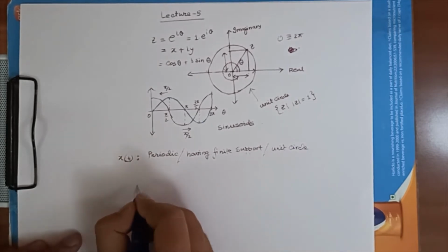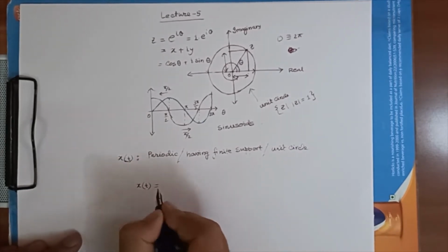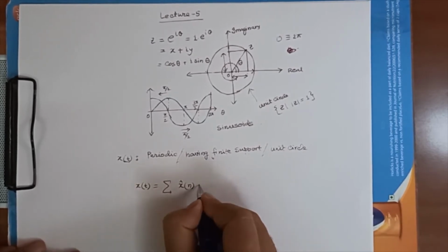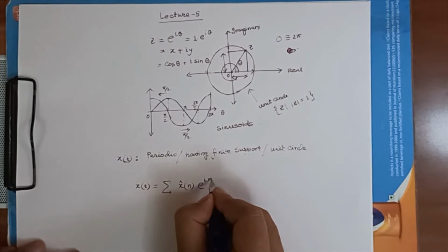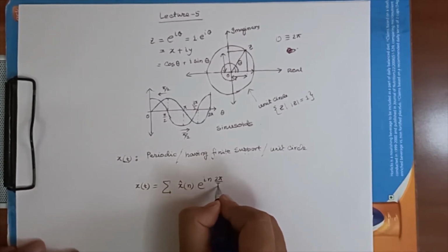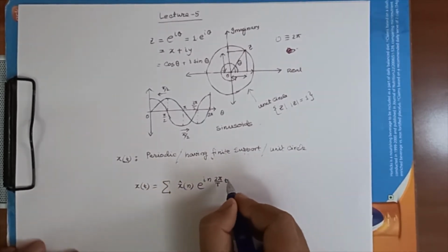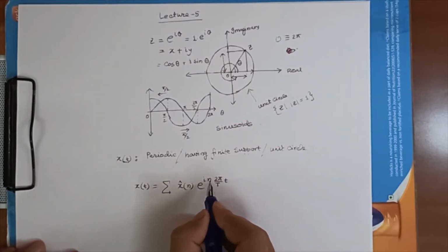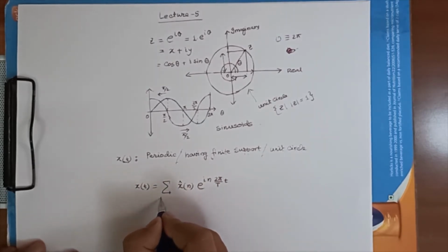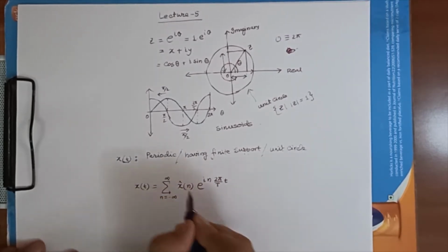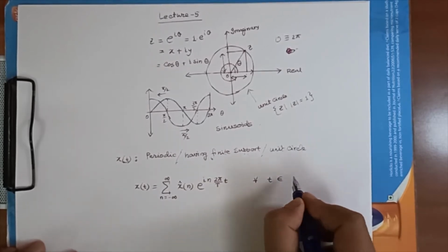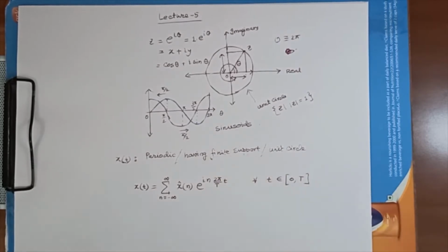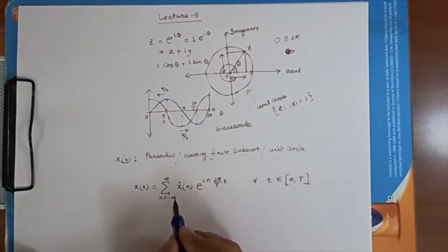So what can we write? We can write x(t) as this infinite summation of x hat n e to the power i 2 pi by T into t, where t runs from minus infinity to infinity, and n runs from minus infinity to infinity. So this is for all t. Actually you can write it in any way, because that thing will repeat forever. This is a periodic signal.